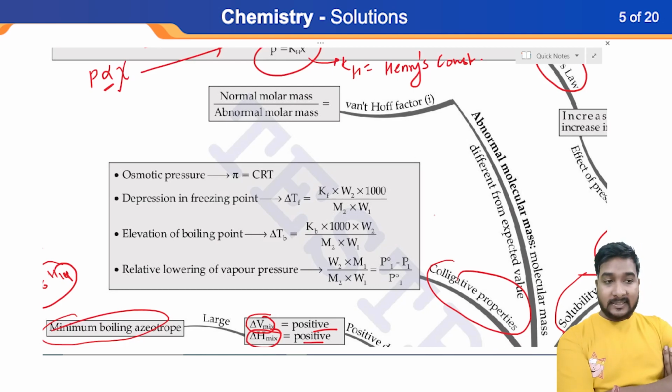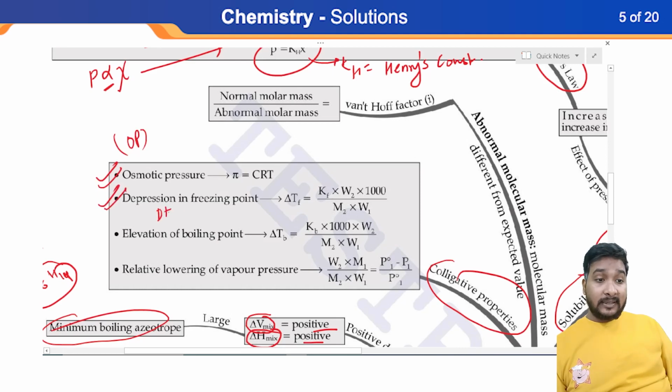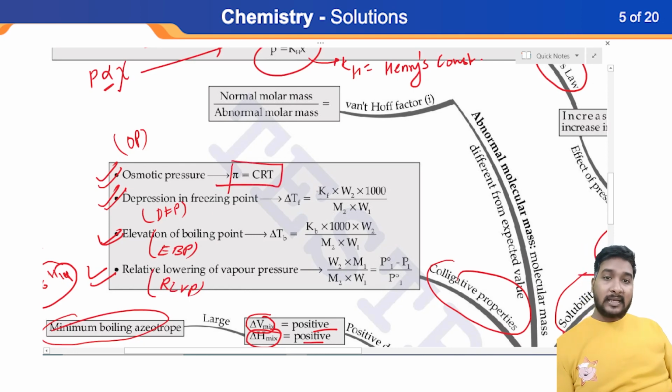On the basis of properties, colligative properties are categorized into 4 parts. Number 1, osmotic properties, in short we can say OP. Second, depression in freezing point, DFP. Number 3, elevation in boiling point, EBP. And number 4, relative lowering of vapor pressure, RLVP. Okay, the simple formula of osmotic pressure is pi equals CRT. C is concentration, R is gas constant, and T is temperature in Kelvin.